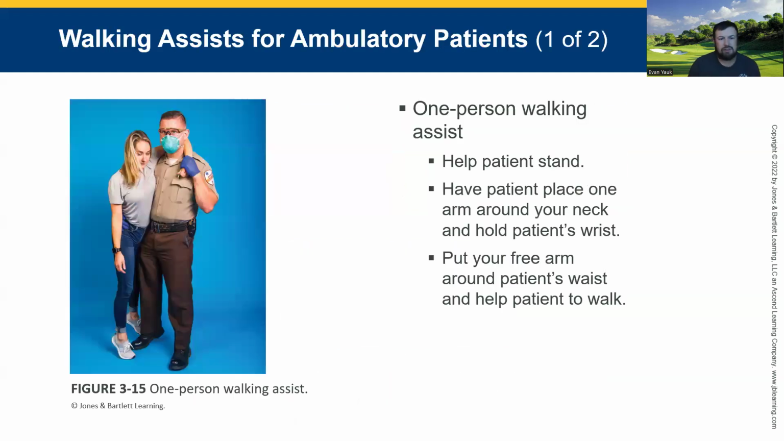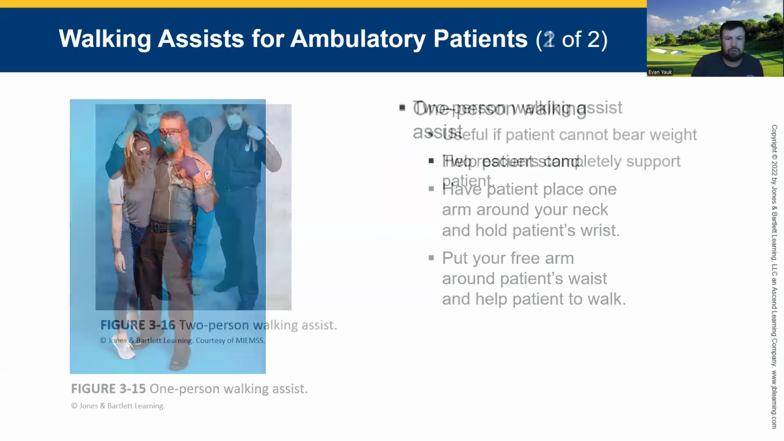One person walking assist. This is one way to do it. You wrap the arm around the neck, you hold the wrist, you reach around, you hold their waist. Announce what you're doing. Once again, I like to grab belts or even the seam of pants, just so I have something firm to hold on to. And if the patient doesn't want you to be lifting them and they don't want to wrap their arms around you, there's other ways to assist.